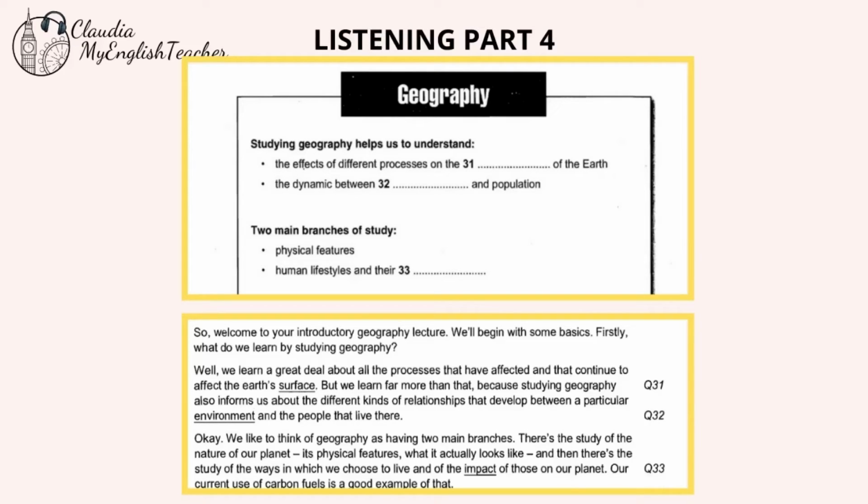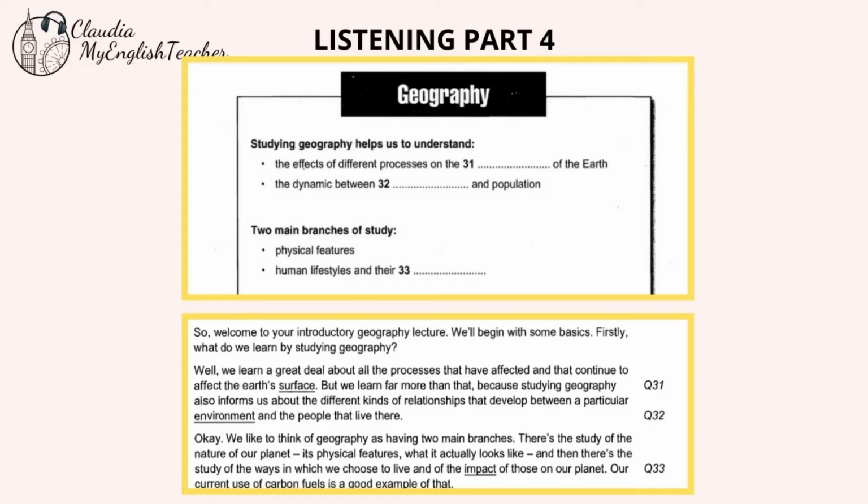On the right here, you can see you've got question 31, 32 and 33, with that Q that stands for question. And the words that we need are underlined and you can see them here: surface, environment and impact. Now let's focus on 31, which is right here where it says, "Well, we learn a great deal about all the processes that have affected and that continue to affect the Earth's surface." So as I said, the Earth is probably going to be mentioned because there are not many synonyms of Earth. But look at the words that come before.